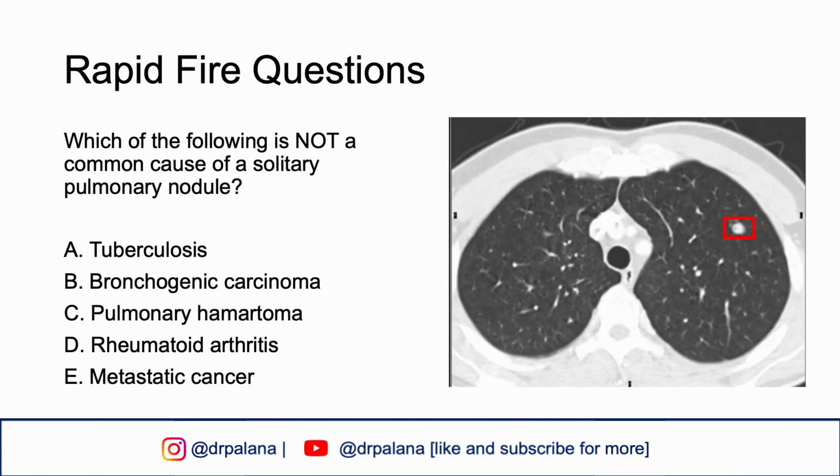Which of the following is not a common cause of a solitary pulmonary nodule? Tuberculosis, bronchogenic carcinoma, pulmonary hamartoma, rheumatoid arthritis, or metastatic cancer? The answer is D, rheumatoid arthritis. While rheumatoid arthritis can cause lung complications, it is not a common cause of a solitary pulmonary nodule.